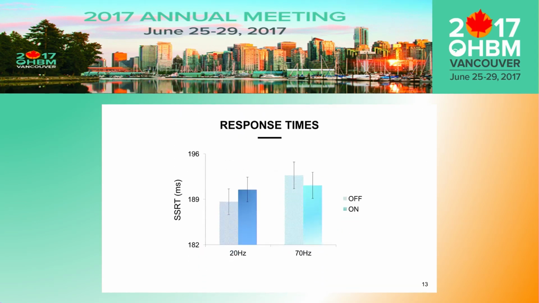So what about the stimulation effect on the response times? Again, here we found a main effect of frequency, in the sense that the stop signal reaction time was faster when we stimulated at 20 hertz than when we stimulated at 70 hertz. But again, we did not find any differences between on and off stimulation.